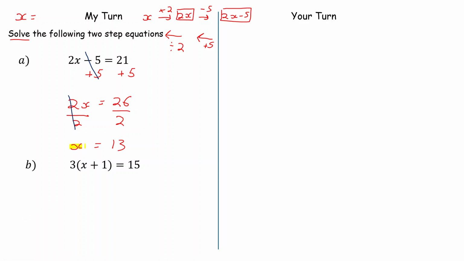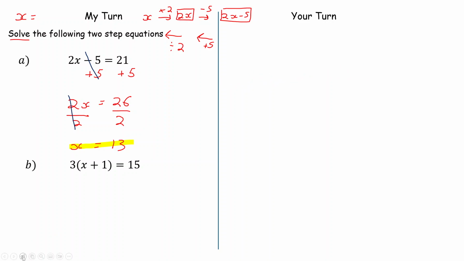Let's highlight it. There we go. And we can check our work by putting it back into the equation. Right, we've got 2 times your x value, which is 13. Take away 5, well, 2 times 13 is 26. Take away 5, indeed, is 21. So you know that is correct.